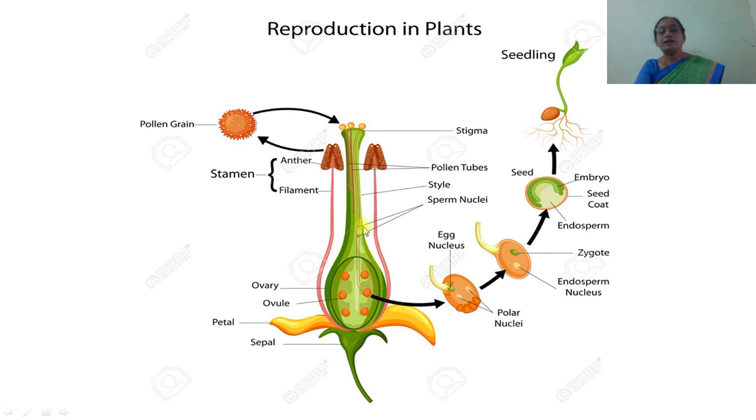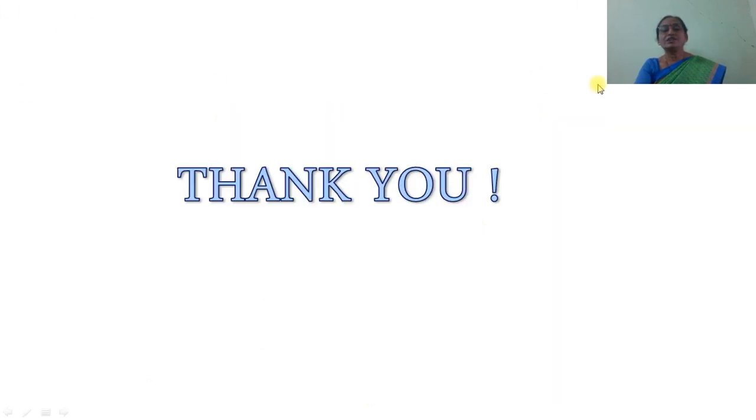And after formation, as soon as it enters inside the female gametophyte, it bursts and two male gametes are released; one of them will fuse with the embryo sac and another will fuse with the primary endosperm or secondary nucleus, and a seed is formed. And when the seed is sown, we can get the seedling. This is all about it. Thank you very much.